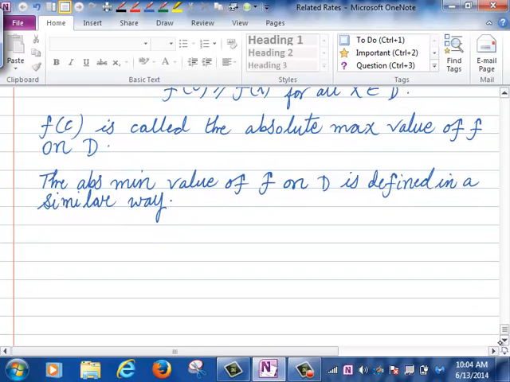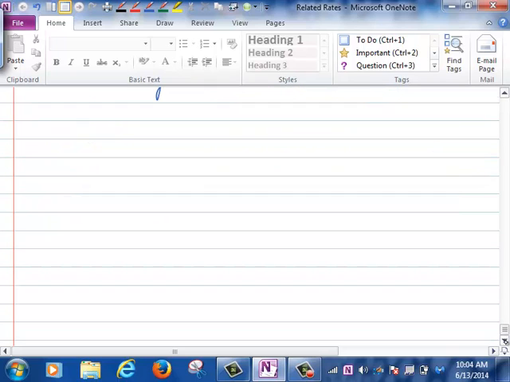Now, along with the idea of having an absolute maximum value and absolute minimum value, we also have the idea of local maximum and local minimum value.